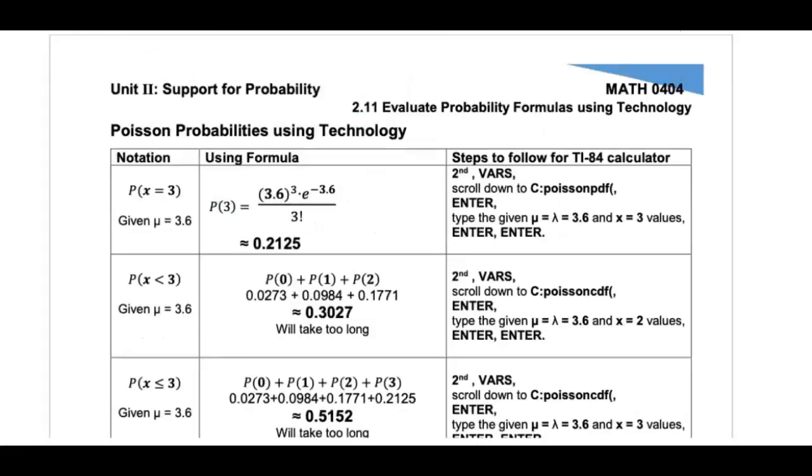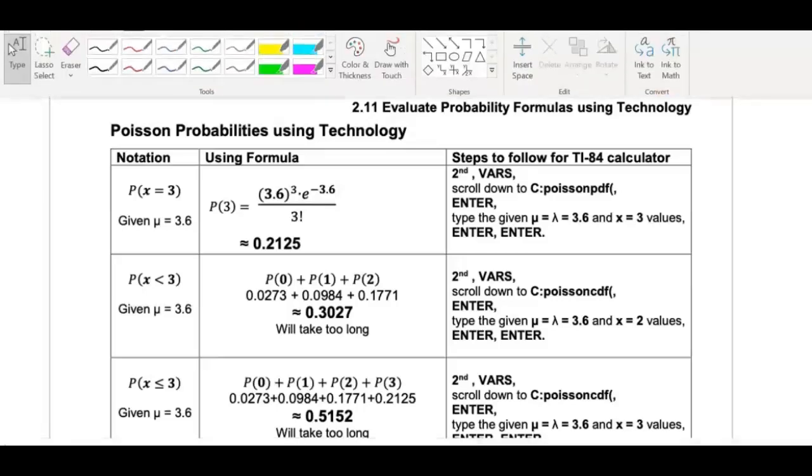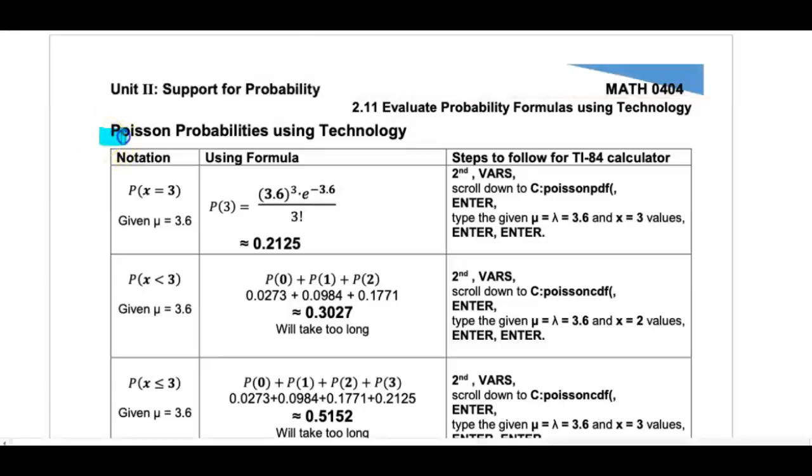In the next section, I want you to notice that we're going to be doing exactly the same thing. So in this table, I have the Poisson probabilities using technology. And so you have the notation that's given to you. If we were using a formula, this is what it would look like. And last, which is what we're learning in this section, is the steps to follow for your TI-84 calculator. We're noticing that we have very similar to what we just went over with the geometric distribution, except this time we're going to use the Poisson PDF.